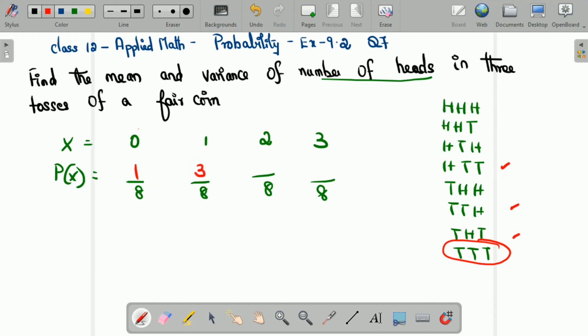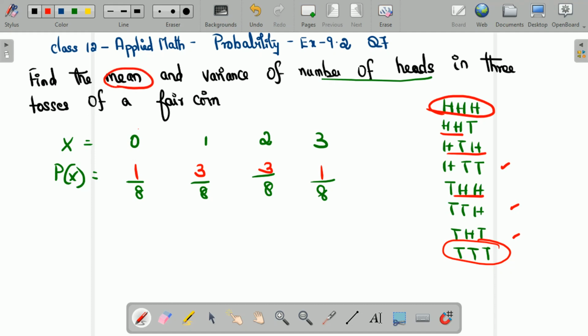So 3 favorable outcomes. Next, there have to be 2 heads. So this is favorable, this is favorable, this is favorable. So again 3 favorable outcomes, so 3 by 8. Now all the 3 heads, this is the only possibility, so this is going to be 1 by 8. So now we have drawn the probability distribution.